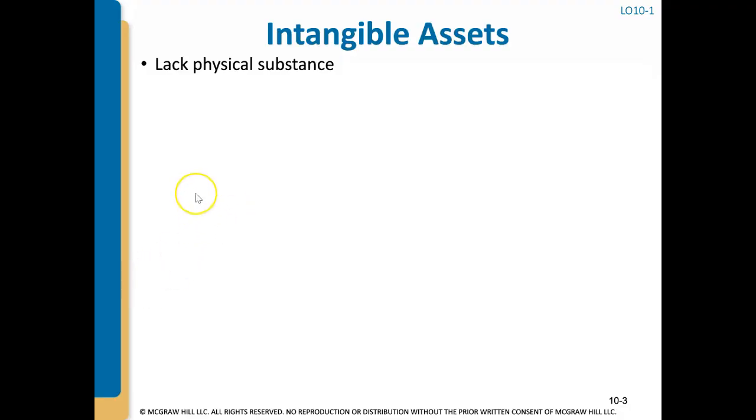So let's talk about intangible assets and some of the issues that go along with them. What are intangible assets? Well, we've talked about property, plant, and equipment, which are considered to be tangible assets. These are physical assets that you can touch. You can touch a table, you can touch equipment. Intangible assets lack physical substance. You cannot touch them, but they are still an asset that provide future benefits and therefore are capitalized on the balance sheet.